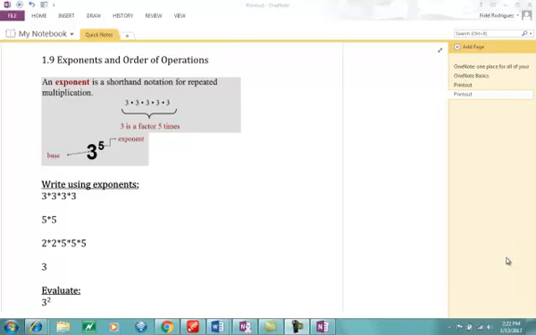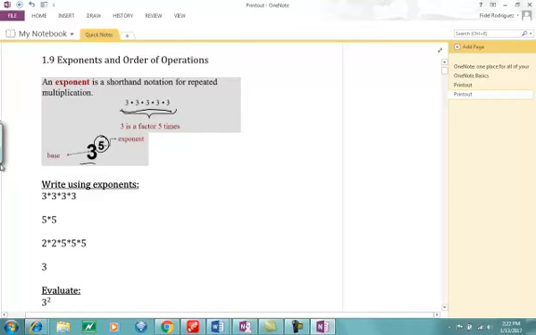Okay, so today what we're going to be doing is covering section 1.9, which is exponents and order of operations. So here it says an exponent is shorthand notation for repeated multiplication. If you notice, we're multiplying the number 3 by itself 5 times. So 3 is referred to as the base, and my number 5 is what we call the exponent.